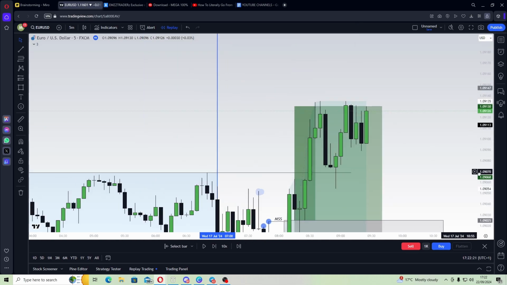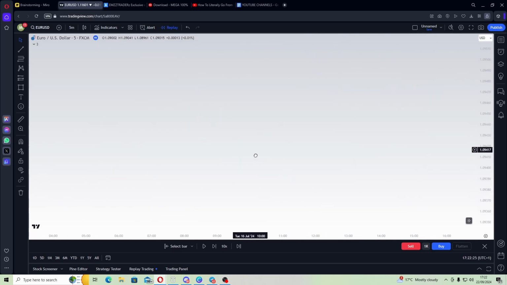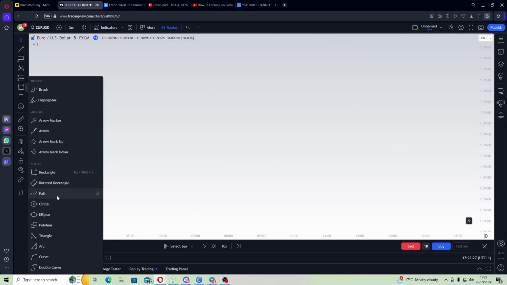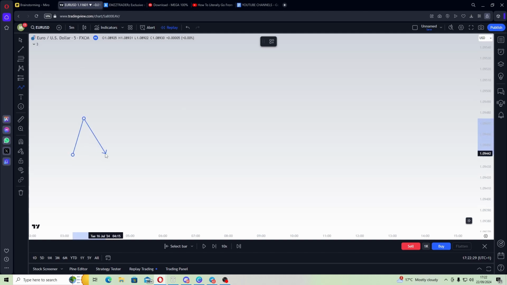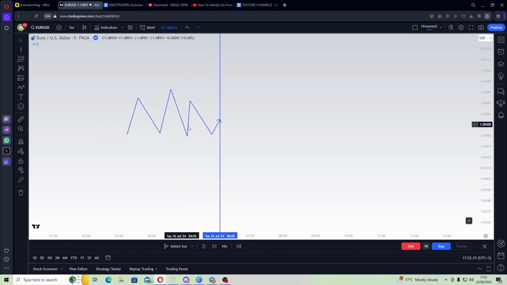I'm going to be showing you one last thing: how the strategy actually works on a regular chart. All you need to do is wait for price to do whatever it wants in Asian session. Once it hits our specific trader time, which will be 7 a.m., you're going to be marking out the highs and the lows. So we have the highs right here, and we have the lows of Asia session right here.